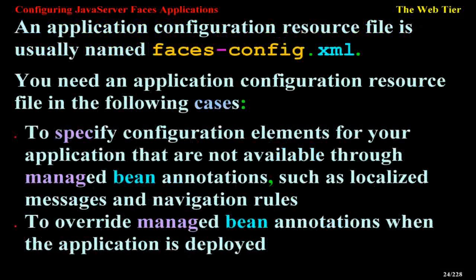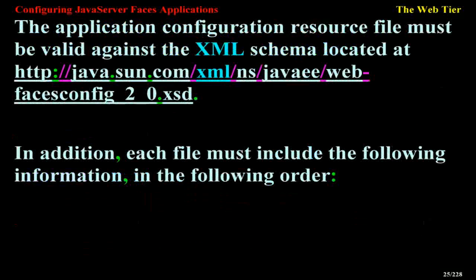An application configuration resource file is usually named faces-config.xml. You need an application configuration resource file in the following cases: to specify configuration elements for your application that are not available through managed bean annotations, such as localized messages and navigation rules, and to override managed bean annotations when the application is deployed.